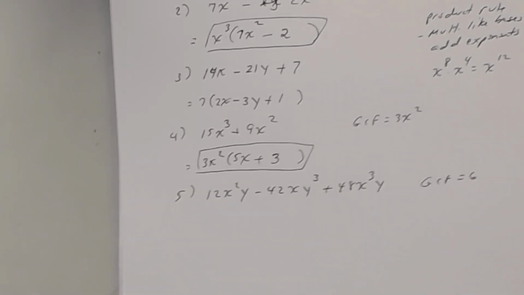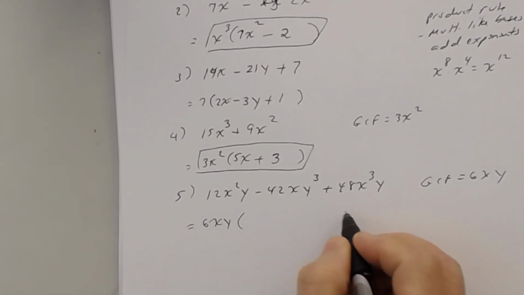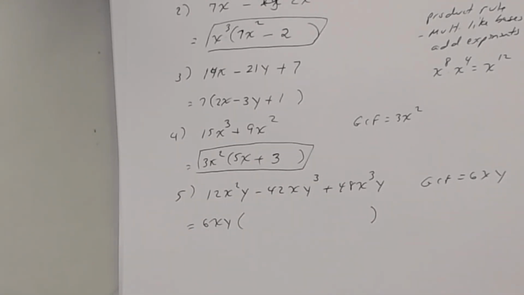What about your variable x's? Will x be part of my GCF? Yes, because there's an x in every term. So it'll be just x, the one with the smallest exponent. What about your y's? Just y. All right, so my GCF is 6xy. So you're going to say 6xy times, and then 3 things need to be inside the parentheses. Use the distributive property and the product rule to help you with this.